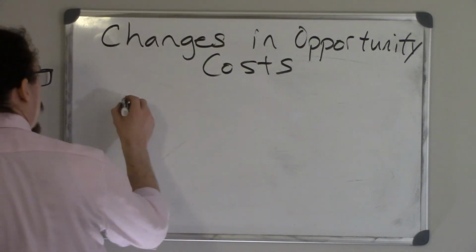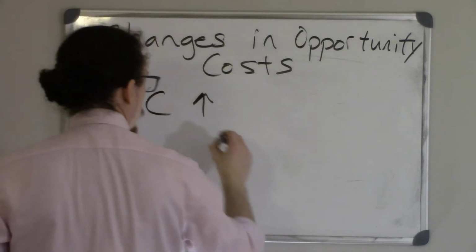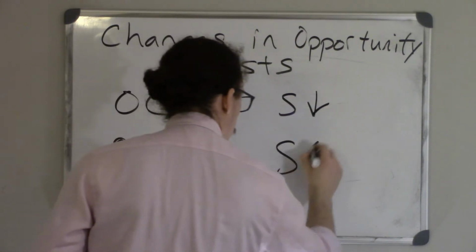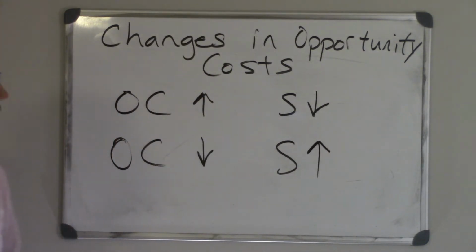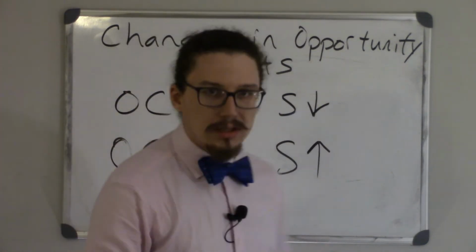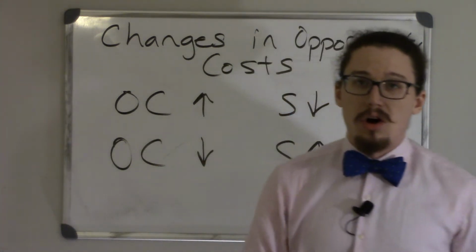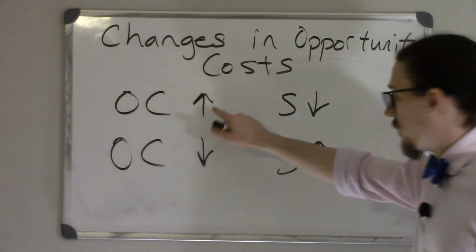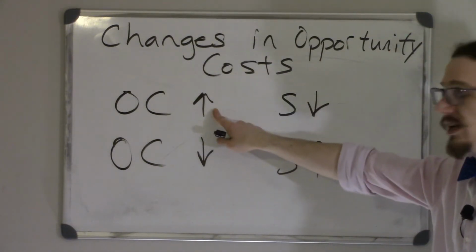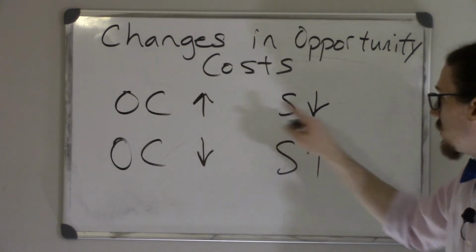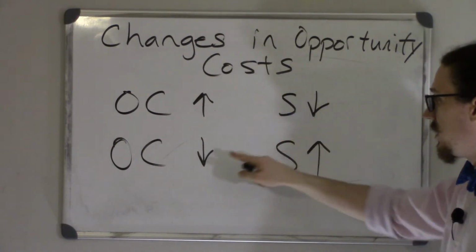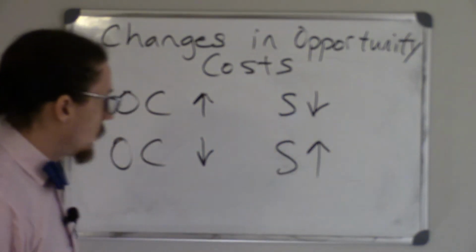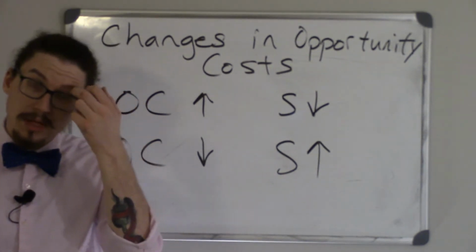All right, so if opportunity costs increase, then supply is going to decrease. If opportunity costs decrease, supply is going to increase. Right? This should make sense to us because opportunity costs are costs, right? It's in the name. So opportunity costs are costs, and throughout this entire section we've seen that if the costs of production increase, then the supply is going to decrease, right, and vice versa. So when we have an increase in opportunity costs, that's going to cause a decrease in supply.